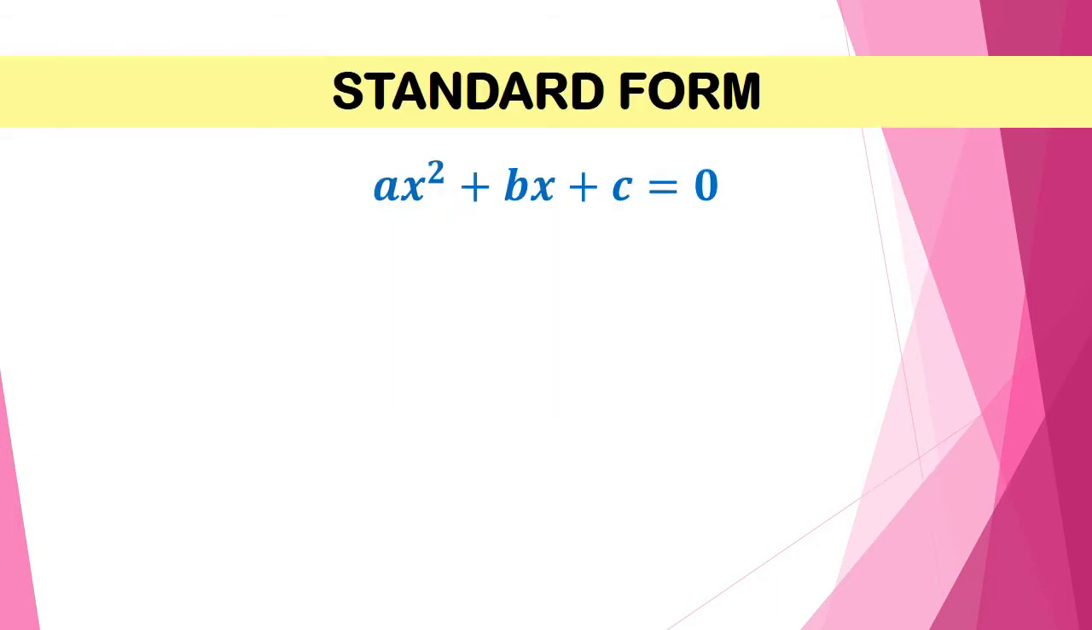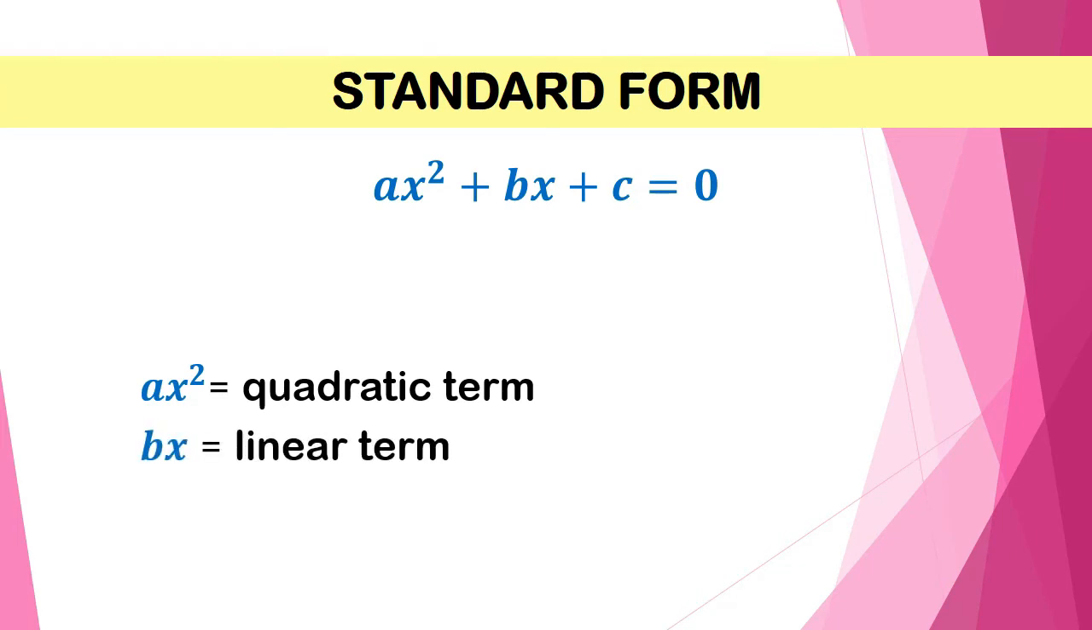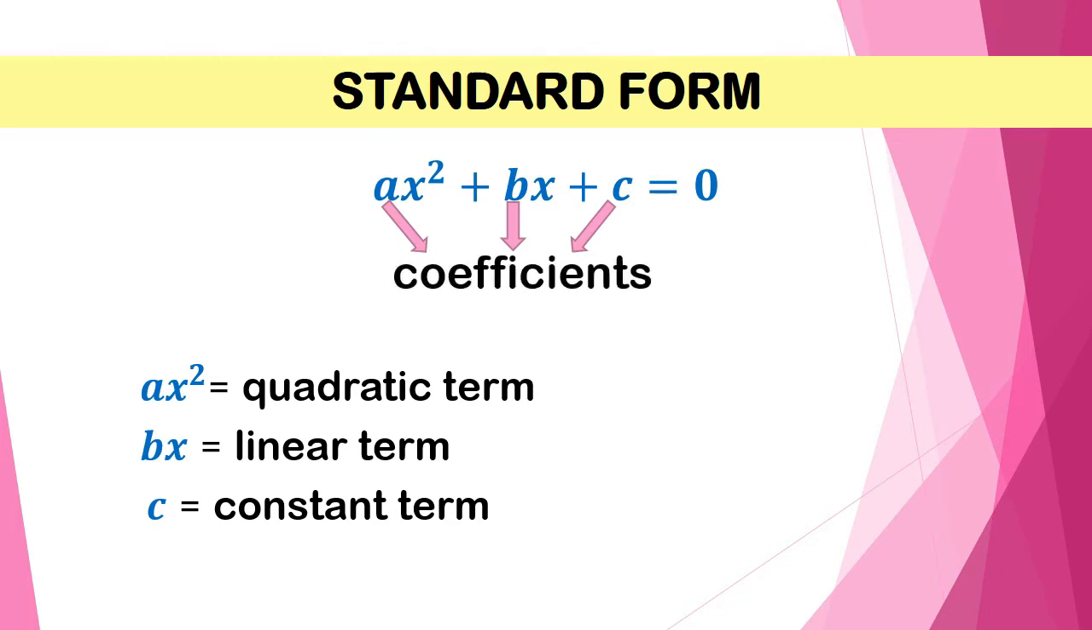In addition to this, now, our ax squared is a quadratic term. Our bx is the linear term, and our c is a constant term or arithmetic term. Now, in addition, a, b, and c are also called coefficients. So normally, coefficients talaga ay nakikita beside the variable.